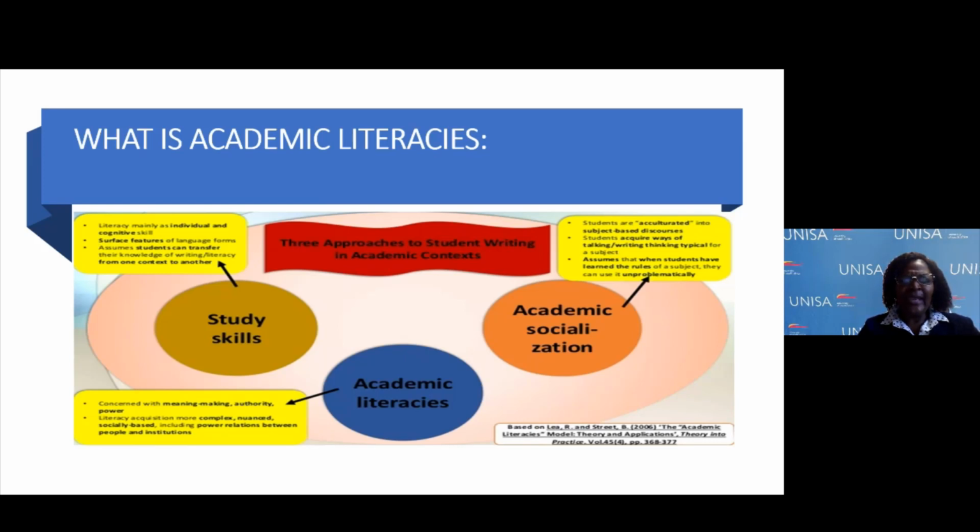We have 4 to 5 types of literacies that we will be supporting you with. I have just indicated on my slide here the 3 main literacies. The first one is study skills. The study skills will be helping you as an individual in your cognitive skills, meaning your thinking skills.